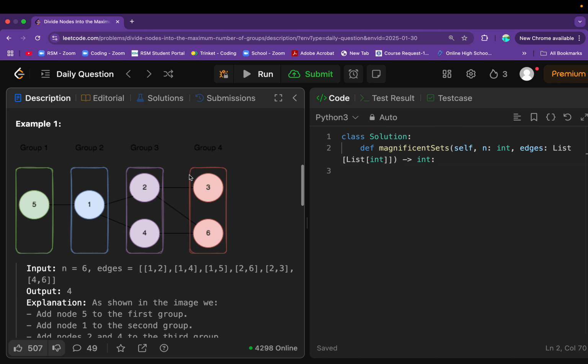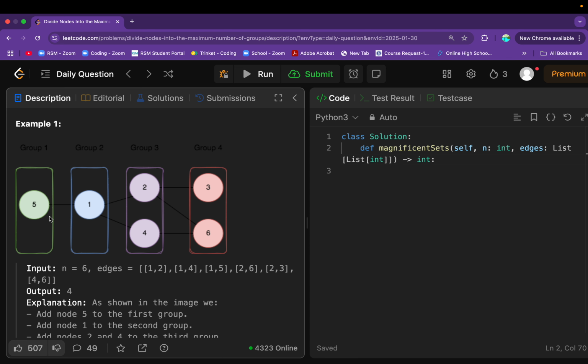Now let's see that in action. 1 and 2 are connected by an edge, so the group number difference between those two nodes has to be 1. 1 is in group 2, 2 is in group 3, and 3 minus 2 is indeed 1. Now let's look at 1 and 4. They are connected, 1 is in group 2, 4 is in group 3, and 3 minus 2 is exactly 1. Even if we took the absolute value of 2 minus 3, that would be the absolute value of -1, which is still 1. We see that node 1 and node 5 are connected, node 1 is in group 2 and node 5 is in group 1.